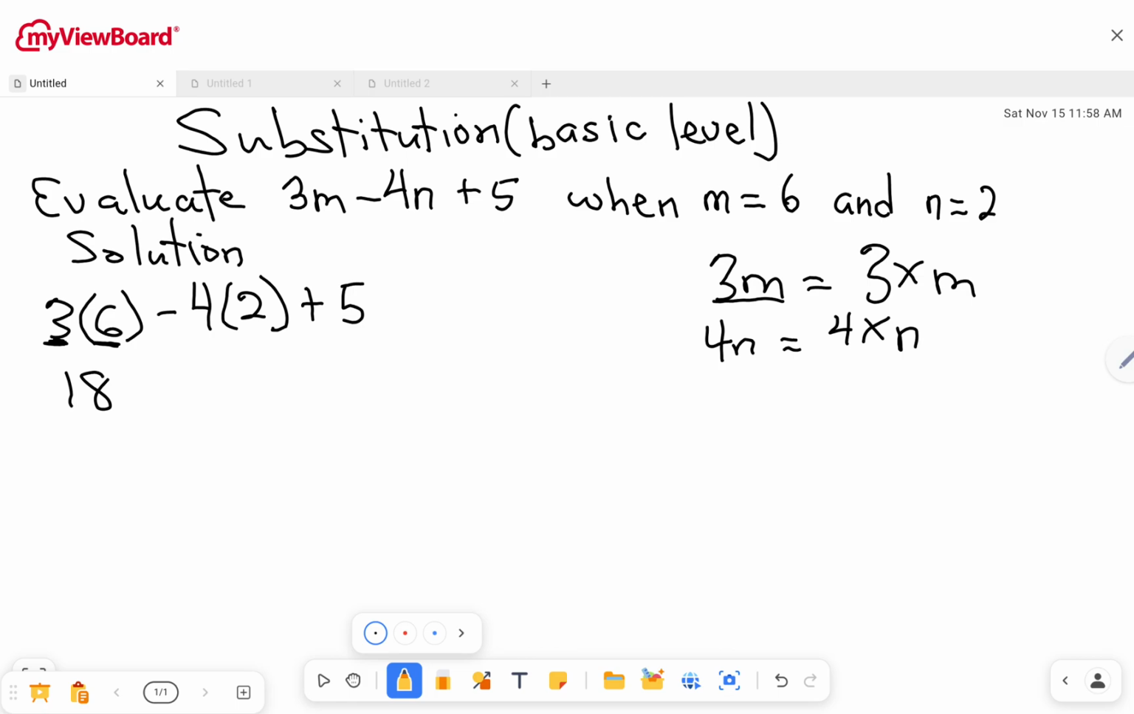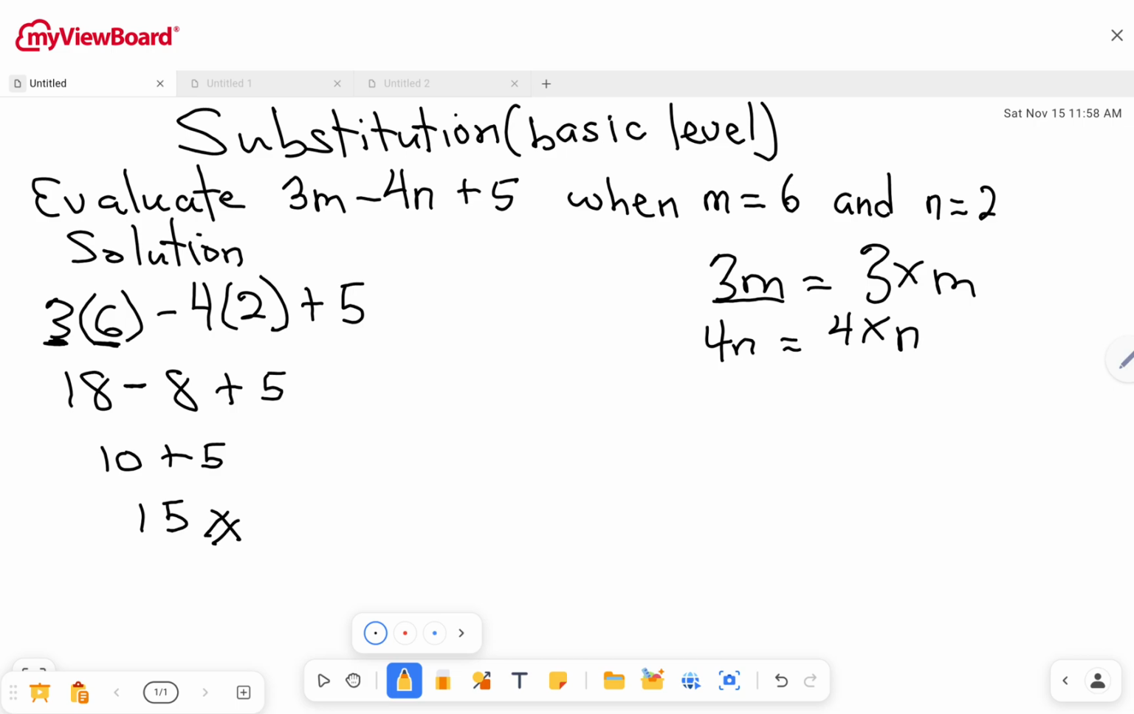So we have 18, then 4 times 2 is going to give us 8. You shouldn't forget the subtraction sign that we see over here. So we have 18 minus 8, then we have plus 5. Now we have this 18 minus 8 plus 5. So first we are going to subtract the 8 from the 18, which is going to give us 10. And then we add the 5 to it. So 10 plus 5 is going to give us 15.